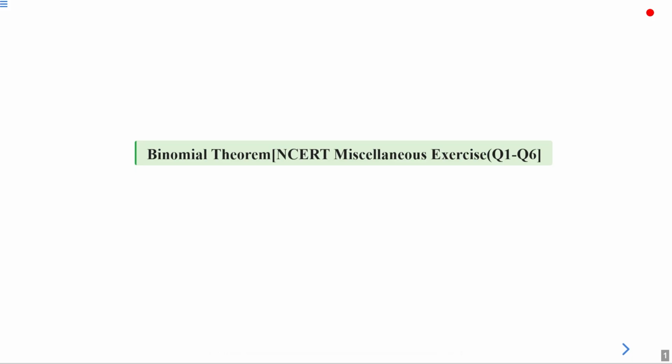We will cover in this lecture NCERT miscellaneous exercise question number 1 to 6.